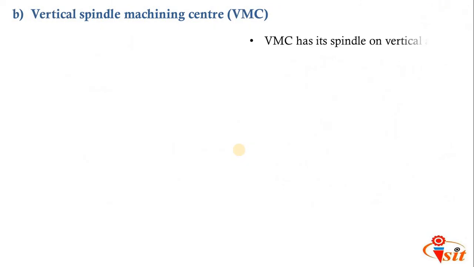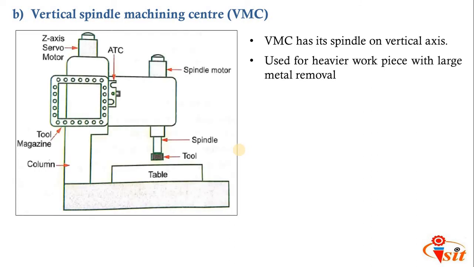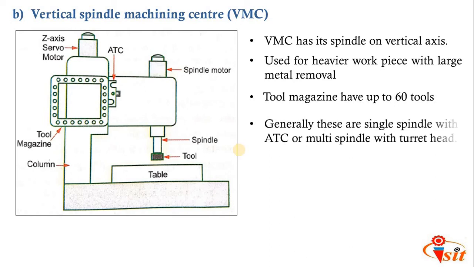Next is a vertical spindle machining center, which has a spindle on the vertical axis, used for heavier workpieces with large metal removal. So you can see the spindle on the vertical axis. It is having x-axis for table longitudinal movement, y-axis for table crosswise movement, and z-axis for spindle up and down movement. VMC has a rotary table with axis parallel to the x-axis and it is called the a-axis.